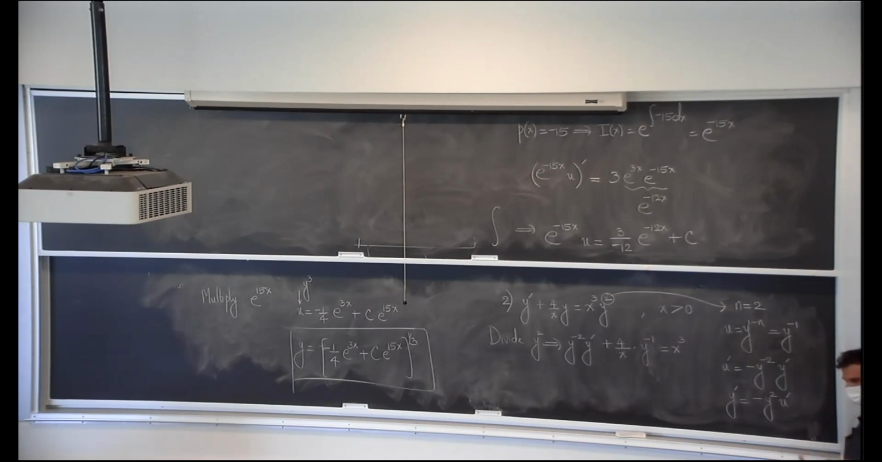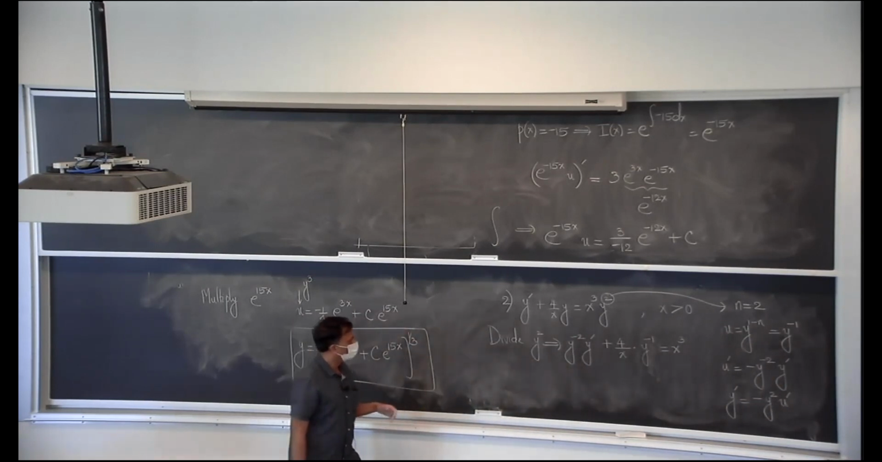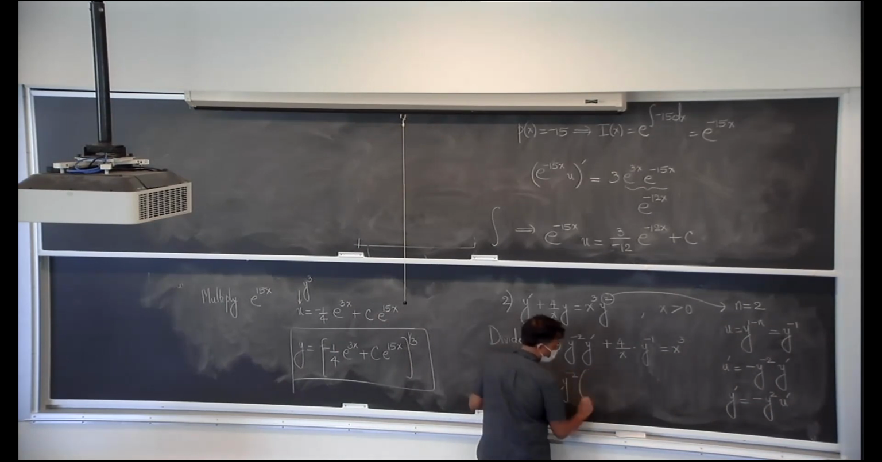I hope these algebraic steps are natural to you. Okay. I know this kind of keeps going back and forth, positive and negative exponents. That's the level of algebraic comfort you need to have in this course. y to the negative 2 times y prime is negative y squared u prime.